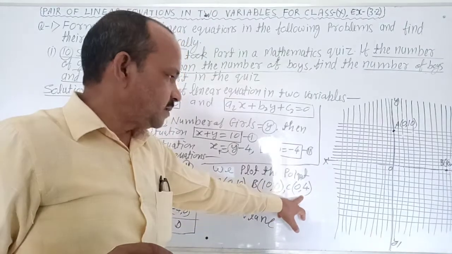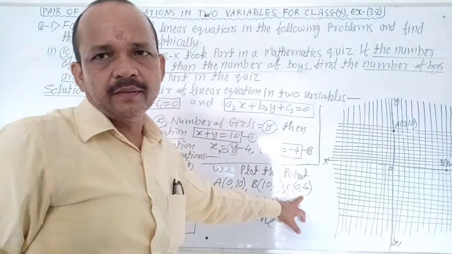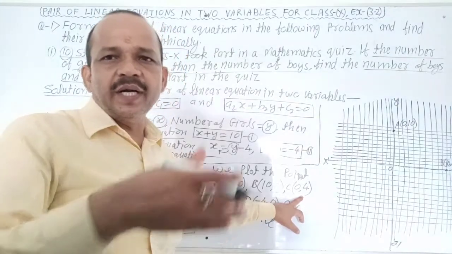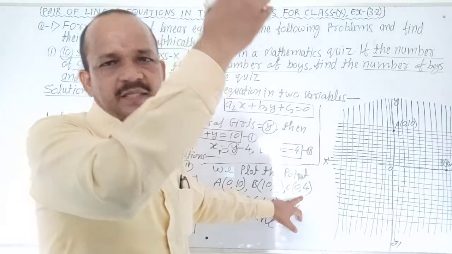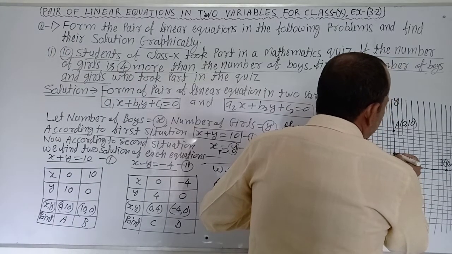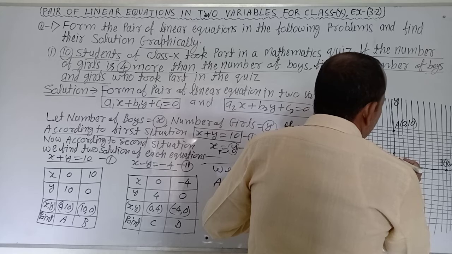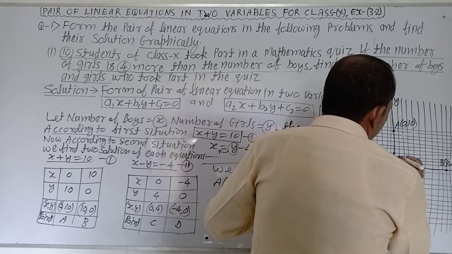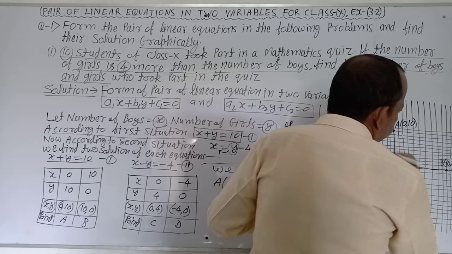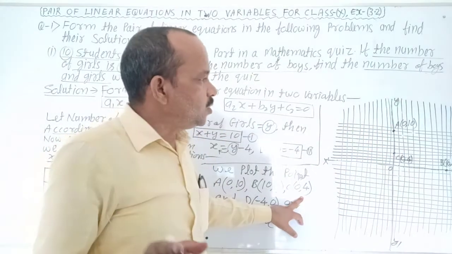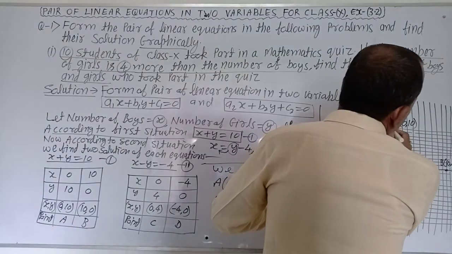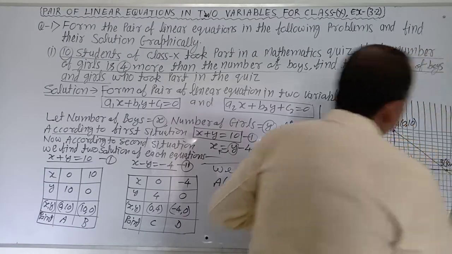Now you plot point C, 0 and 4. 0 means at the origin and 4 means at the y-axis in the positive direction. Here 1 2 3 4. C means 0 and 4. Clear? Firstly you join point A and B.